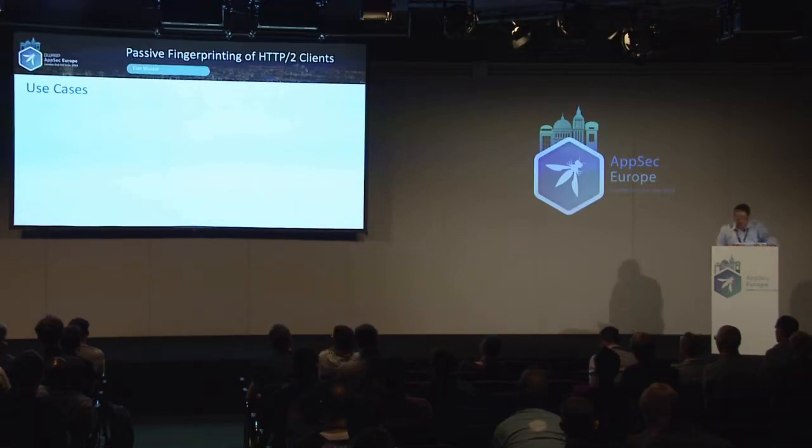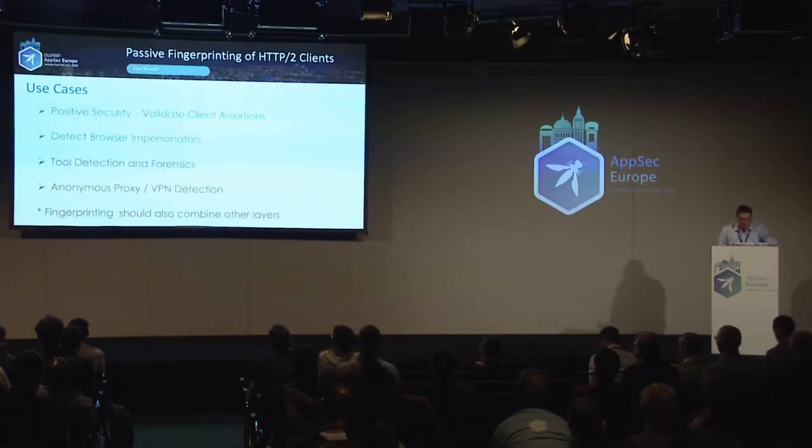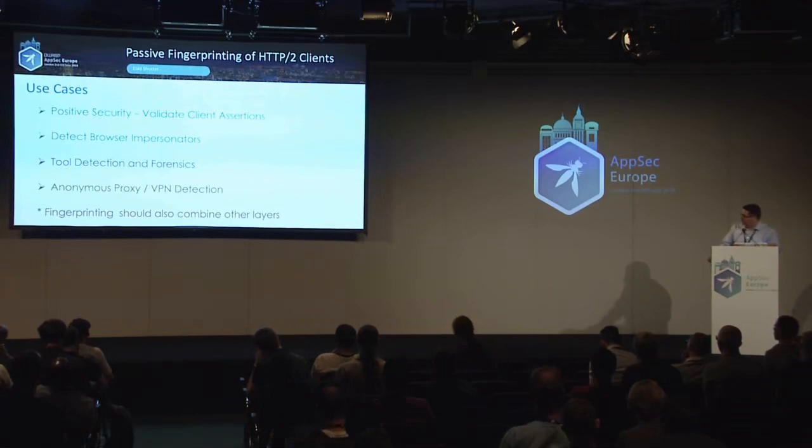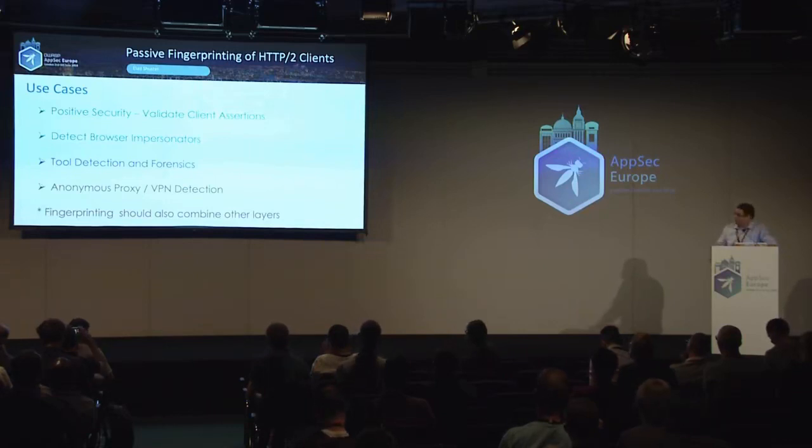So what kinds of use cases do we have for these fingerprints? The obvious one is, of course, positive security. We try to validate client assertions. If someone is trying to use the Go HTTP client to send an HTTP request and asserts itself in the user agent as Chrome 67, then if I have a good fingerprint directory, that would obviously stand out. So we can both validate the assertions of real browsers, or detect impersonators.